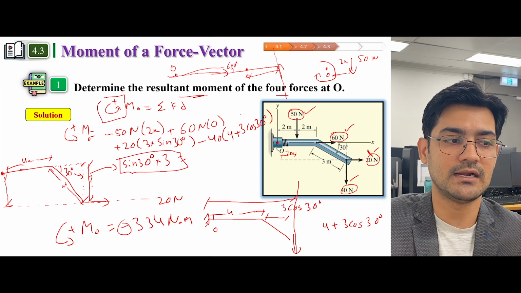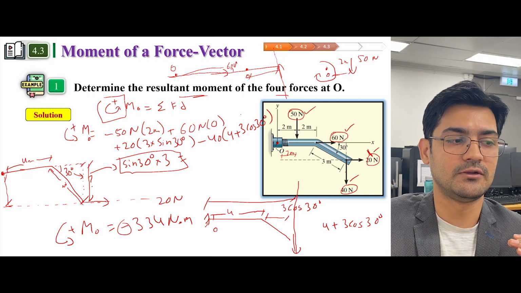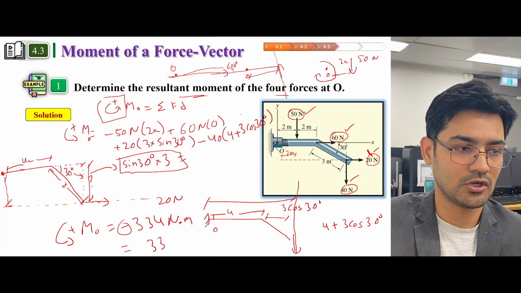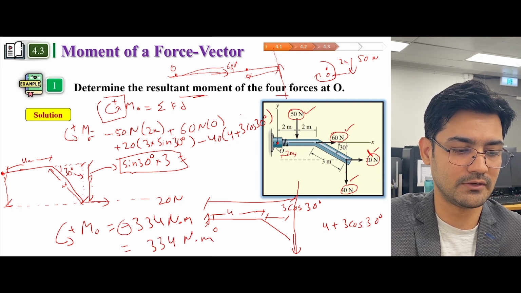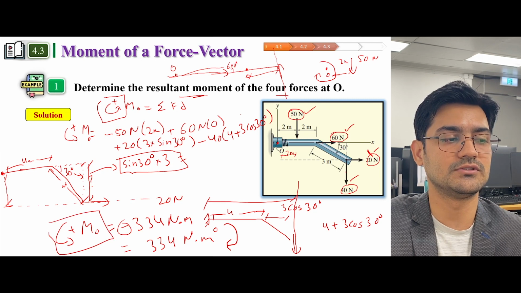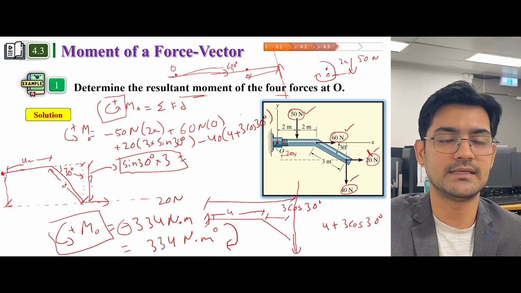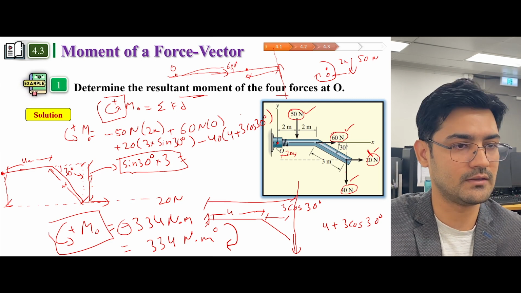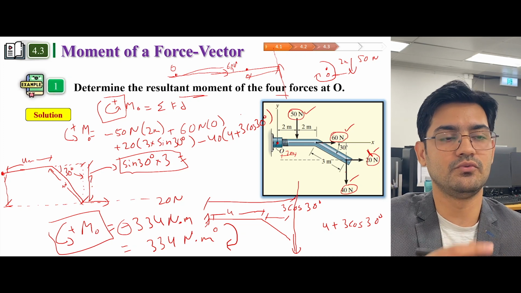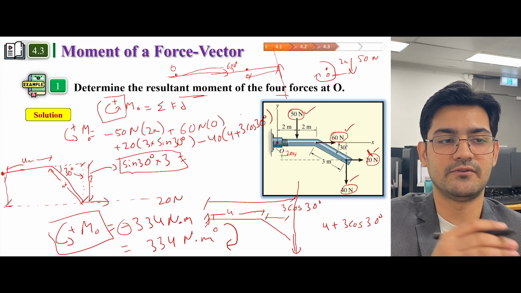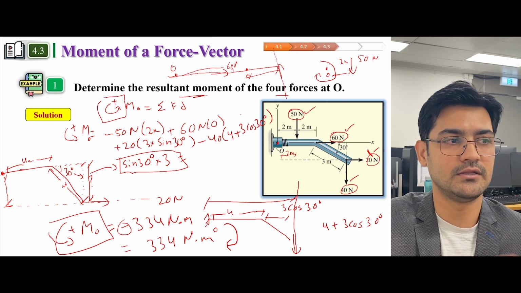Now we are getting the result in negative. It means that it is a clockwise moment. It is not an anti-clockwise moment. We assumed it was anti-clockwise, but the answer came out to be negative. It means that this is a clockwise moment. Okay, so that's how you resolve different forces, and that's how by using different forces you can calculate the total resultant moment.